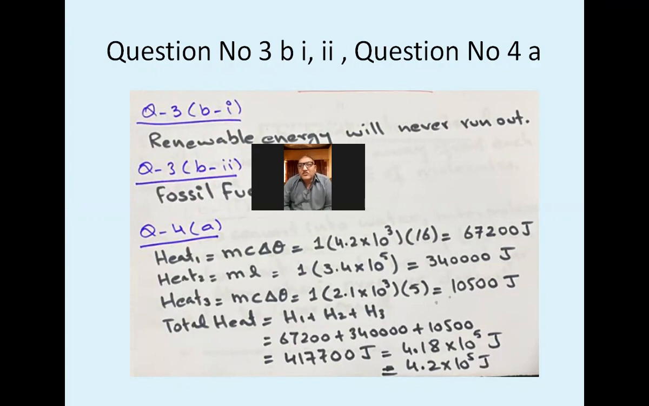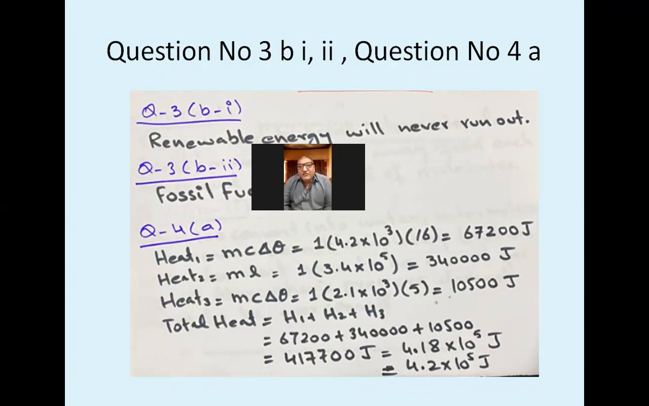And the answer will be 340,000 joules. And heat number 3, when the ice cube's temperature changes from 0 degrees centigrade to -5 degrees centigrade, because it's a temperature change, the formula for the heat will be mc delta theta. M is 1 kg and the c value is 2.1 x 10^3 joules per kg per degree centigrade, and the change in temperature is from 0 to -5, so the change in temperature is 5. So 10500 joules is the answer.